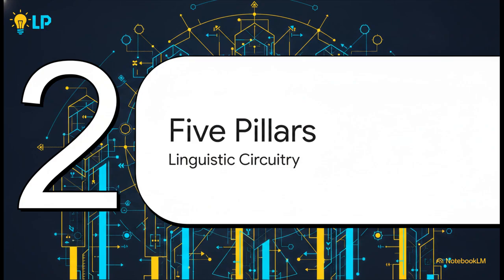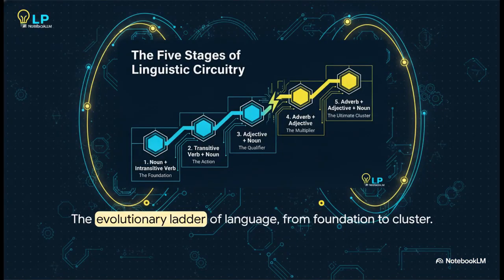Section 2, the 5 pillars of collocations, the stages of linguistic circuitry. Now we're going to transition to the core mechanics of how to actually build these high-impact phrases yourself. Think of this as the evolutionary ladder of language. As you'll see, these 5 precise structural groups naturally build upon each other like electrical circuits, starting from basic academic foundations and escalating, step by step, right up to the ultimate cluster. Let's break these down one by one.